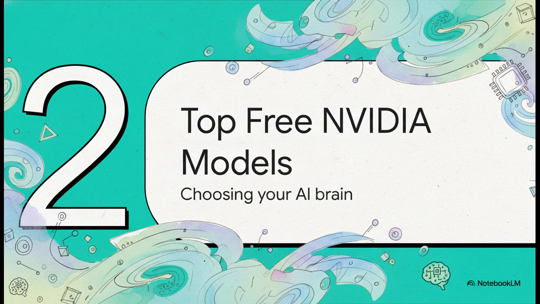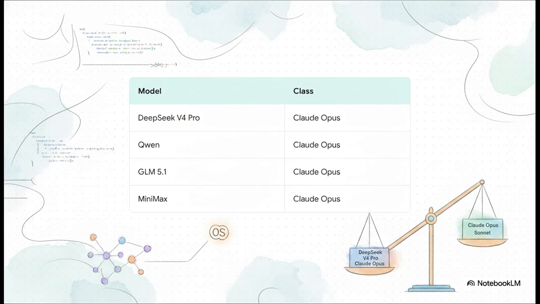Section 2. Top free NVIDIA models. Choosing your AI brain. We are not dealing with watered-down basic versions here. NVIDIA's NIM API lets you plug directly into absolute powerhouses. These punch in the exact same weight class as Claude Opus and Sonnet. For this setup, you can choose DeepSeek V4 Pro for its phenomenal complex reasoning or Qwen for blistering speed and coding accuracy. You are getting top-tier enterprise logic for sure, and entirely for free.